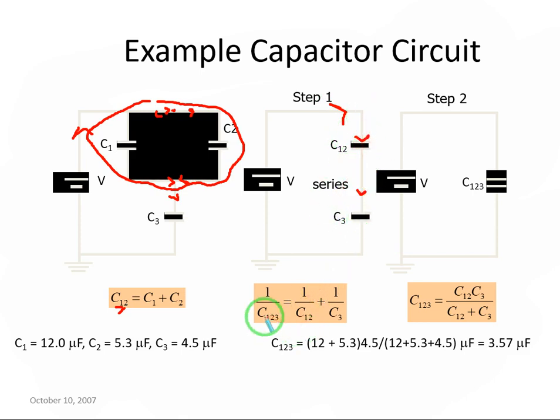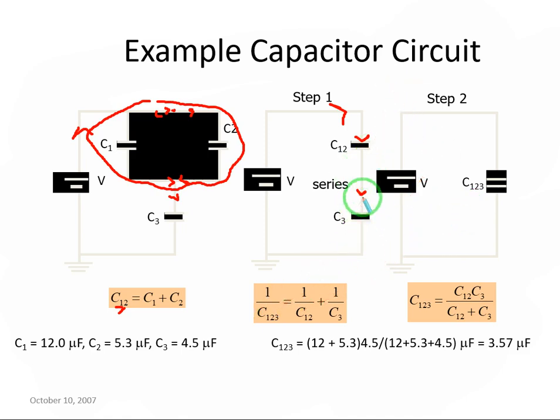So for a series, you know the formula: 1 over C123 is equal to 1 divided by C12 plus 1 divided by C3. Don't be confused about why we use 1 divided by C12, because C12 is the equivalent of this. Don't write this thing again here. It's simply the C12 we already found, C1 plus C2. So this is our series combination now.